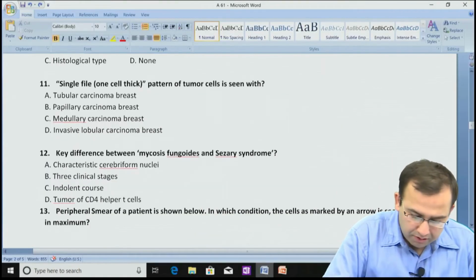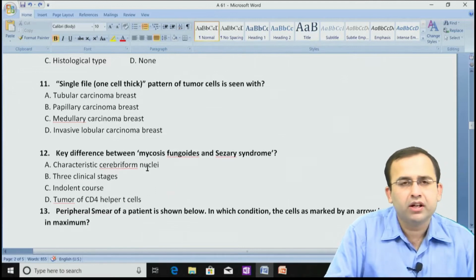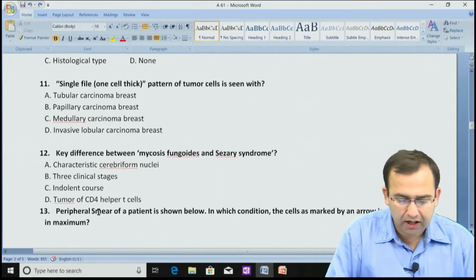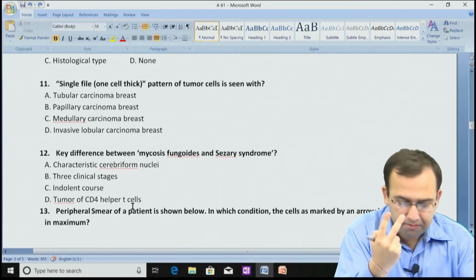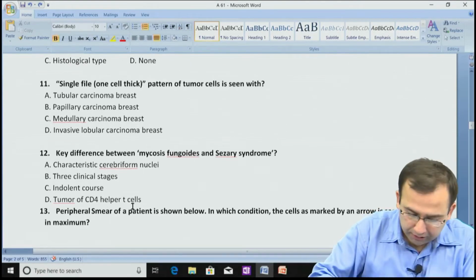Next, coming to the question, they have cerebriform nuclei, follow an indolent course, and it is a tumor of T cells, CD4 helper T cells. So the answer by exclusion is B.